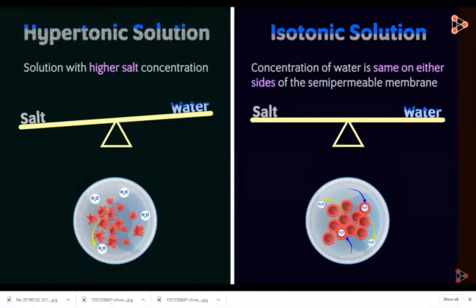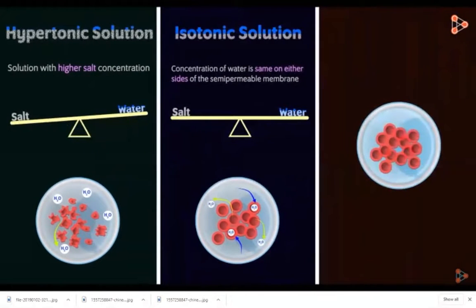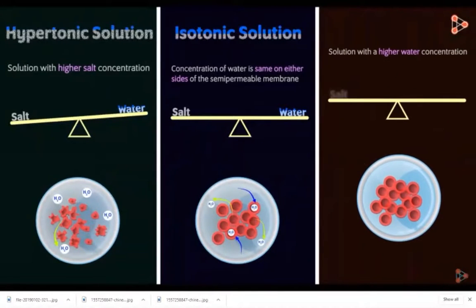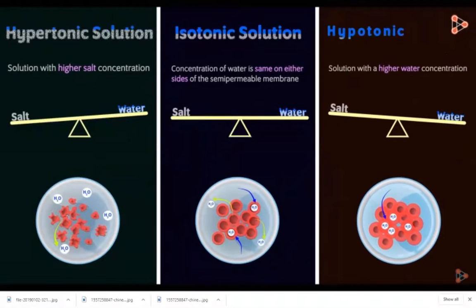Now let's focus on this third set. The cells in this case are surrounded by a dilute solution, that is, by higher water concentration. The salt dissolved is less and the water content is higher. Therefore, water molecules move inside the cells and hence the cells get swollen. Such a solution is called a hypotonic solution. In other words, a solution with a higher water concentration compared to the other.